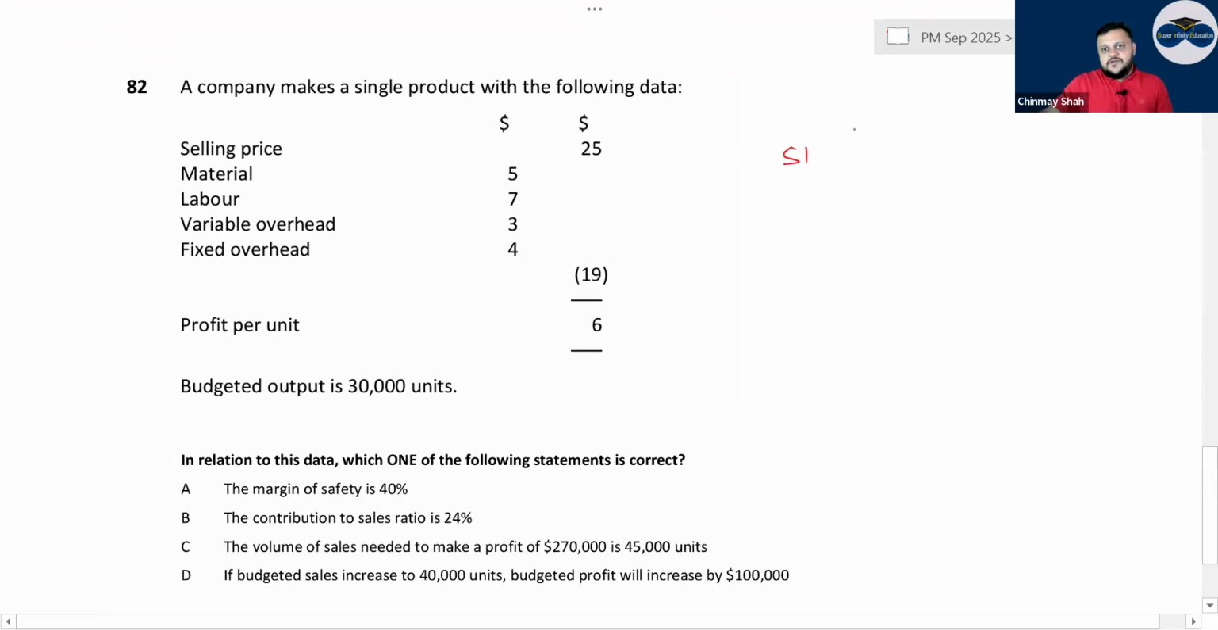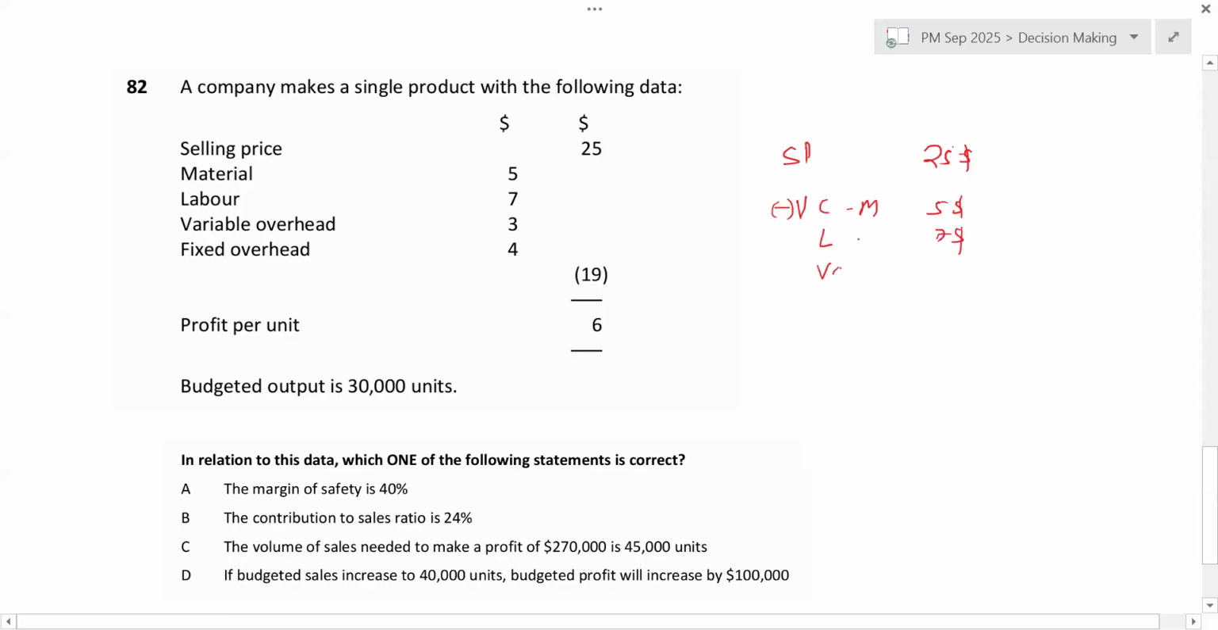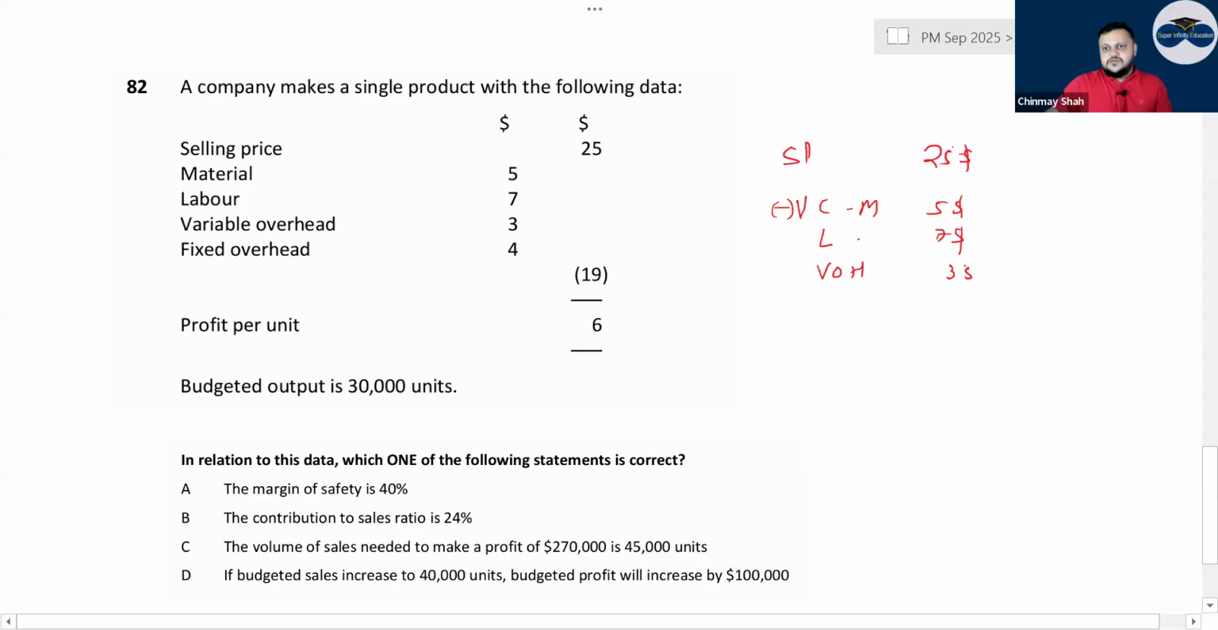One minute. Selling price. How much is selling price? $25. Correct. Minus, take up the variable cost. Material variable cost $5, right? Then labor $7, variable overheads $3, right. Fixed overhead, can I deduct it from here? Tell me. No. What do we have to calculate? Nothing to calculate. We have to calculate BEP.